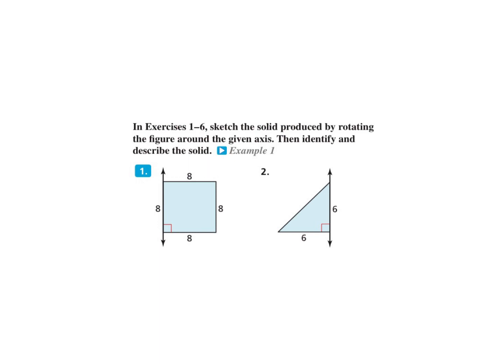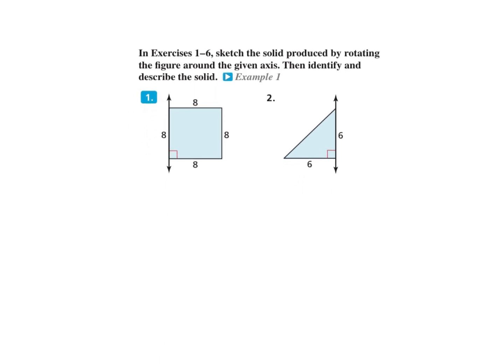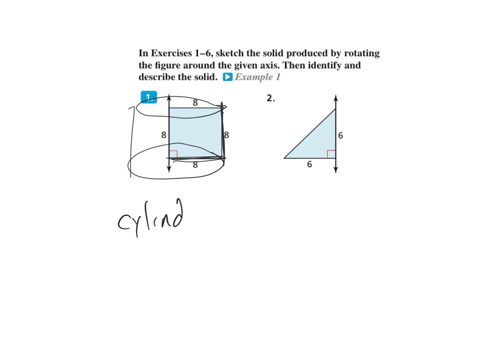All right, number one, sketch the solid produced by rotating the figure around the given axis. So when we rotate this, it's going to be a cylinder, okay? So we have the height of the cylinder, and then we have the radius, all right? So sketch it, which I just did, and identify and describe the solid. Okay, so this is a cylinder with a radius of 8 and a height of 8.